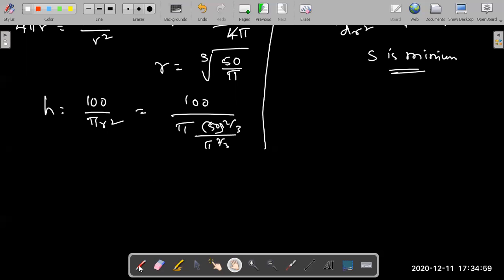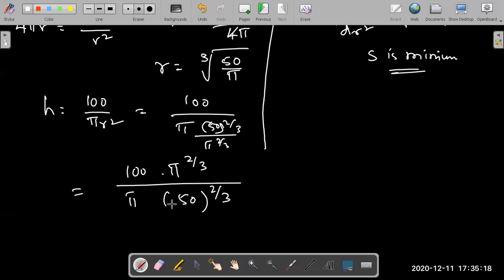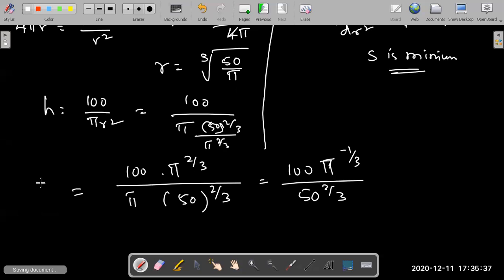We can simplify this also. Get that same thing. So this is equal to 100 into 5 to the power of 2 by 3 divided by 5 into 50 to the power of 2 by 3. So we've got 100 and 5. If you want to take this out, 100 into 2 by 3 minus 1, that means 5 to the power of minus 1 by 3. This will be 50 to the power of 2 by 3. You can read this way also, simplifying it.